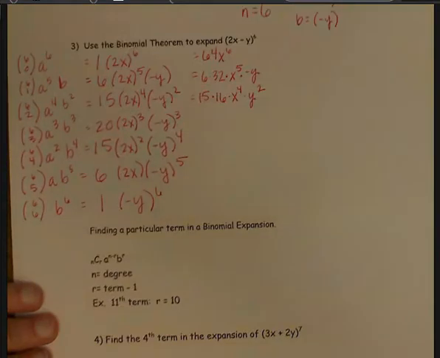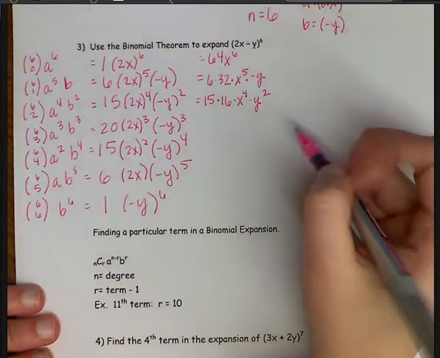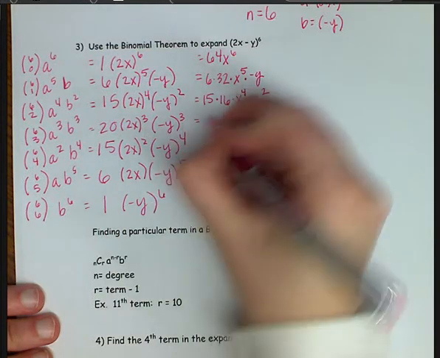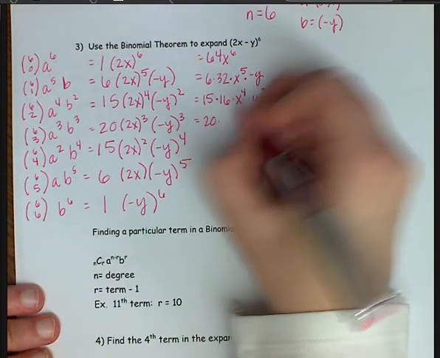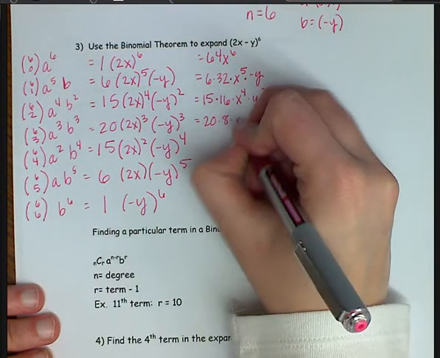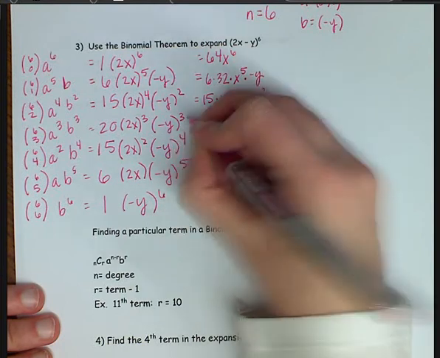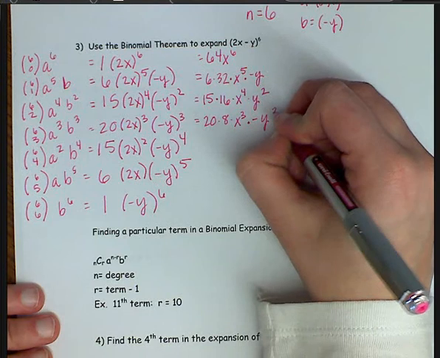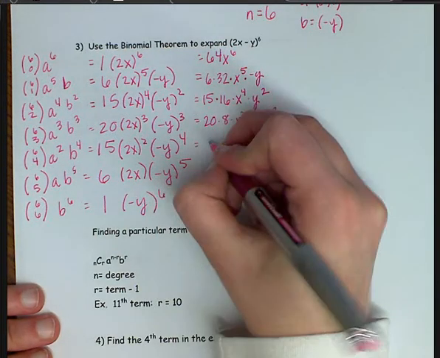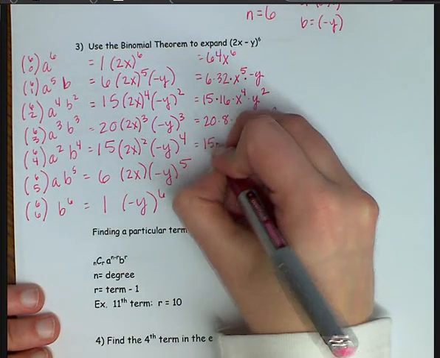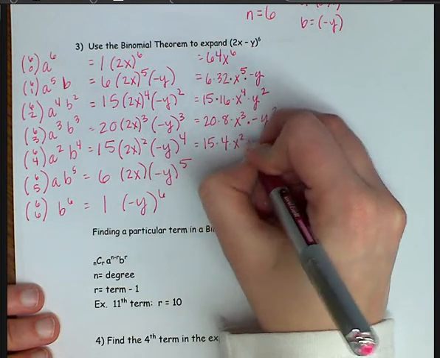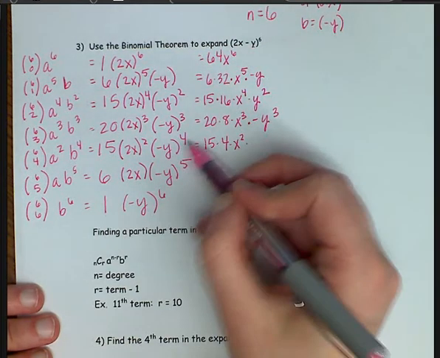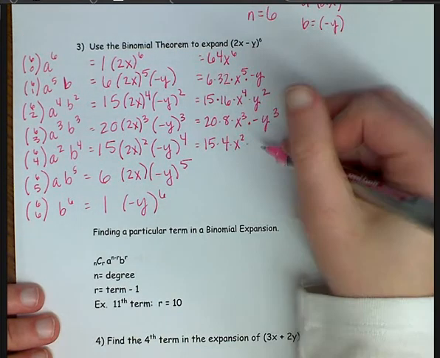Oh, that's better. Okay. Our next term, we have 20 times 2 to the third, which is 8, times x to the third, and negative y to the third. That negative is going to stay, so negative y cubed. Next, we have 15 times 2 squared, which is 4, times x squared, and negative y to the fourth. The negative will go away here, so we have just positive y to the fourth.